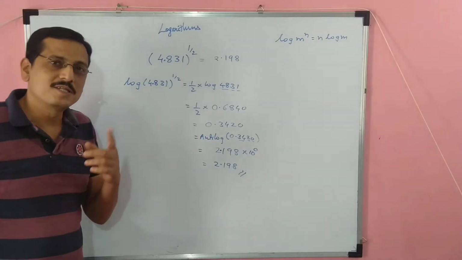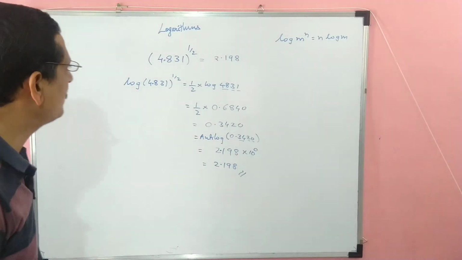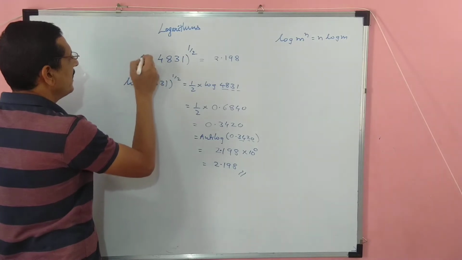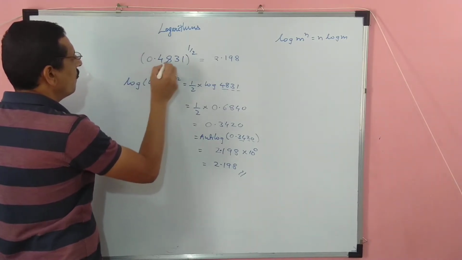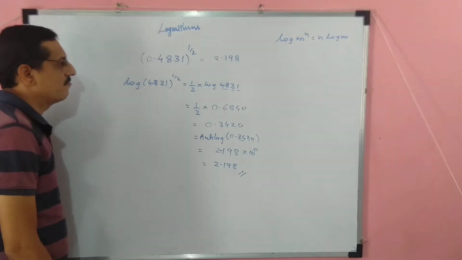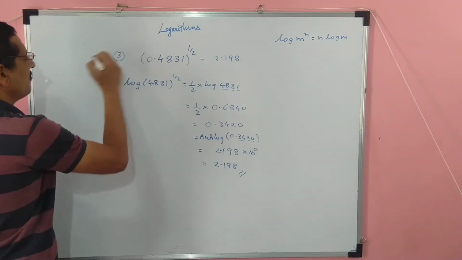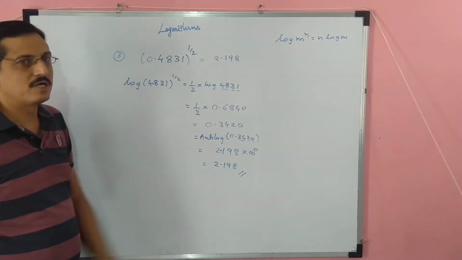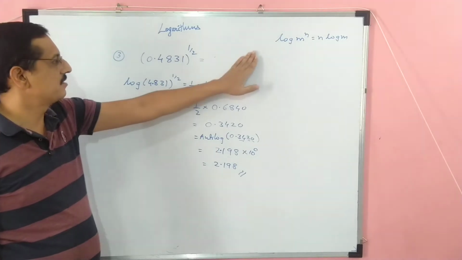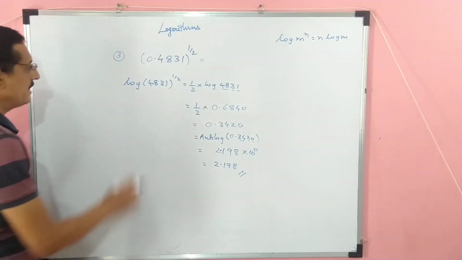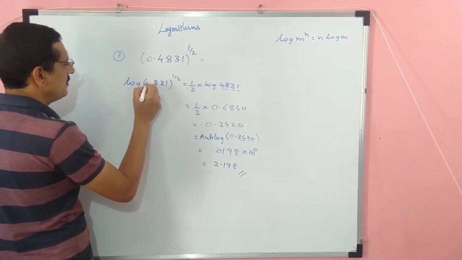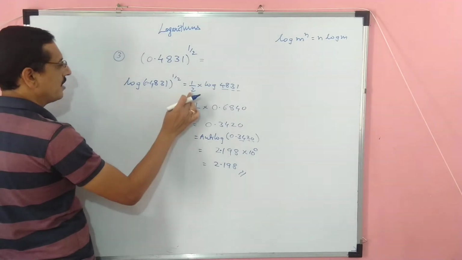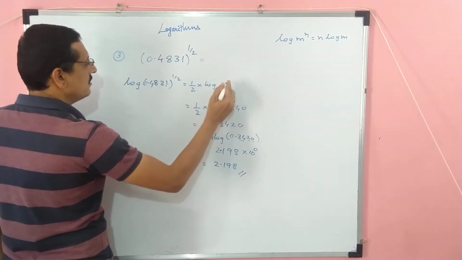Now let's move to the next one, student. Now what I'll do is, this time I will shift this decimal point to here. I'll write it as 0.4831 raised to power 1 by 2. The third sum, today's third sum, I am doing it as 0.4831 raised to power 1 by 2. Now we have to determine the answer of this. For that, student, once again same thing. It is 0.4831 raised to power 1 by 2, which is nothing but 1 by 2 into log of 0.4831.